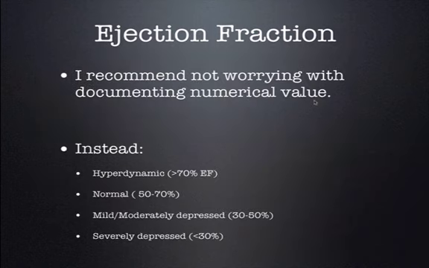Overall, I recommend not worrying about documenting the exact numerical value. Just say hyperdynamic, normal, mild to moderately depressed, or severely depressed. So here you can see what I've listed. Hyperdynamic would be 70% ejection fraction or better. Normal would be 50 to 70%. Mild to moderately depressed would be 30 to 50%. And severely depressed would be less than 30%. Again, the values we really care about are hyperdynamic and severely depressed.